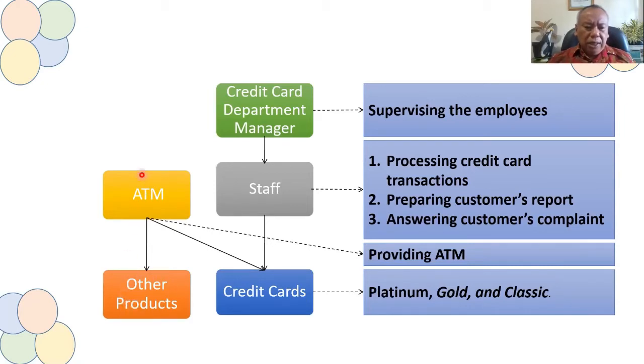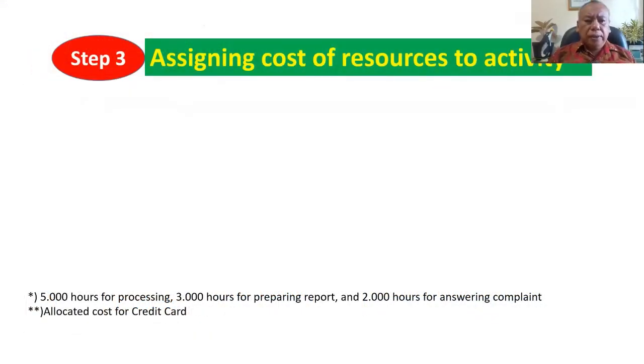How can we allocate ATM expense? Actually, it can be also based on the ATM transactions. For example, 40% for credit card and 60% for other products. That's why 10 million will be allocated to credit cards, 4 million, and to other products, 6 million, 60% of 10 million. The next step, assigning cost of resources to activity.